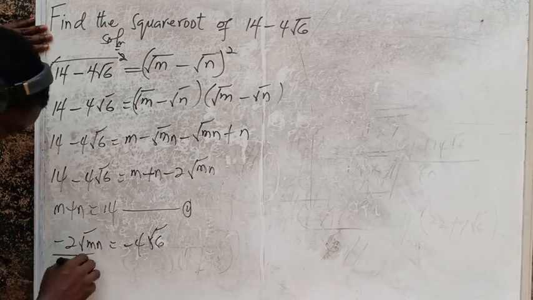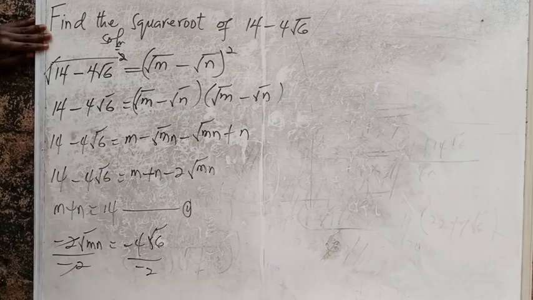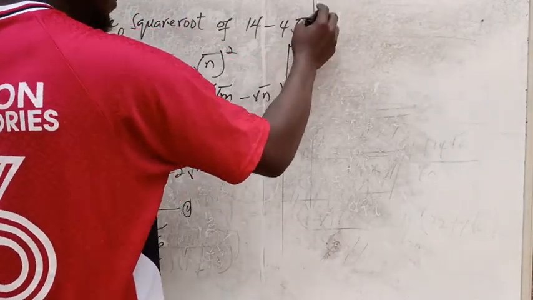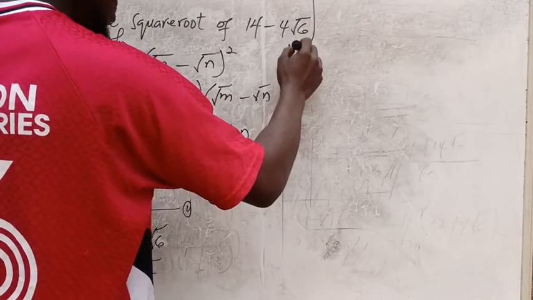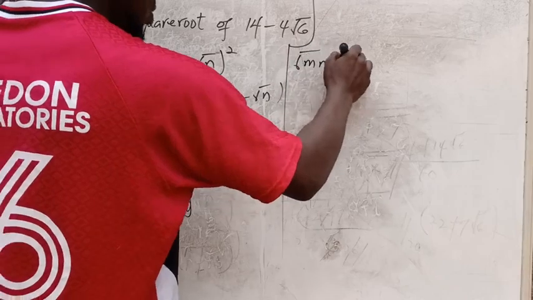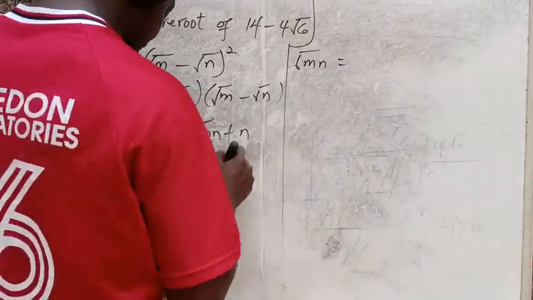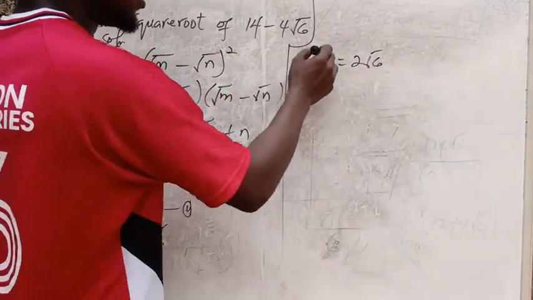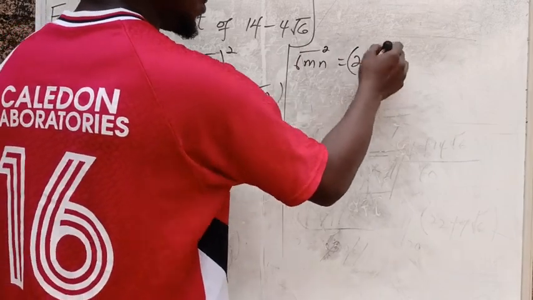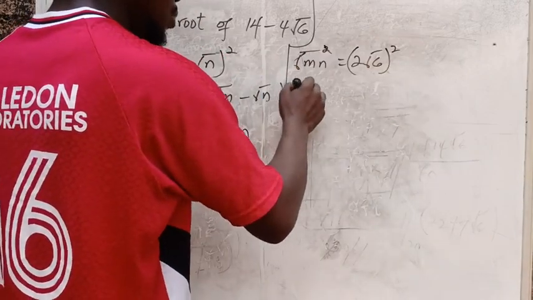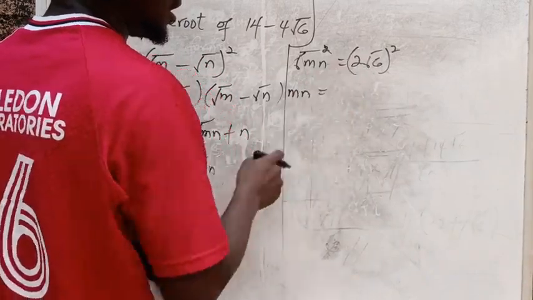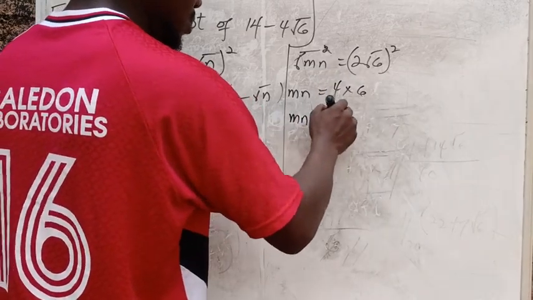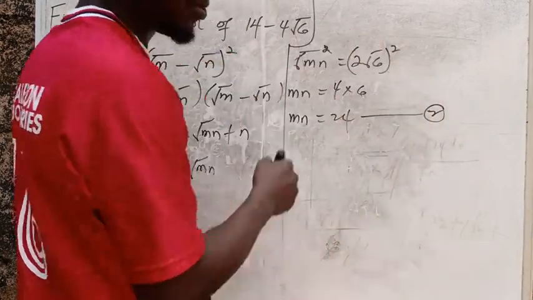So, first of all, divide by minus 2, this goes with this. That means root mn must be equal to, this into this is just 2, so you have 2 root 6. To remove this square root, you take the square of both sides. This goes with this. So mn is equal to, this square is affecting this, so you have 4 times 6, so mn is just equal to 24. So you label this equation 2.